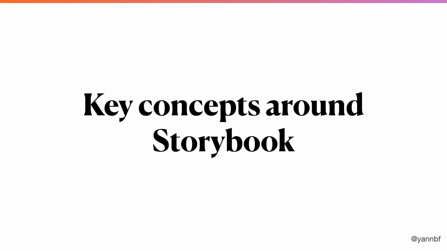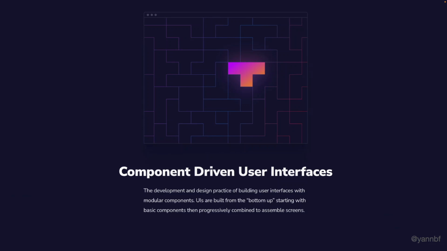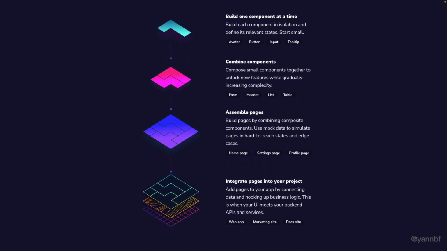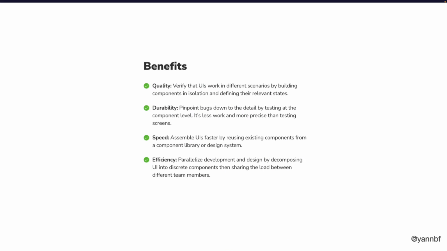Before diving deep into Storybook, it's important to learn about the key concepts around it. Storybook strongly revolves around a component-driven approach, a development and design practice of building user interfaces with modular components. It works by building a UI from bottom to top, one component at a time, starting from the simplest like a button or an input, then going up and combining these components into features like a form, then going even further to assembling pages and finally integrating those pages into your application. Breaking things down like that brings a lot of benefits, speed, and efficiency to your UI development workflow.